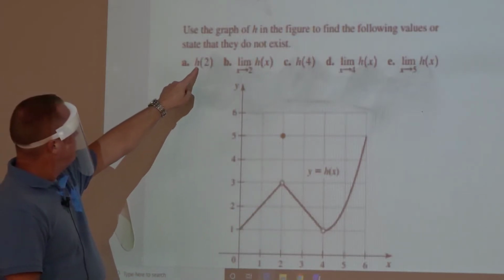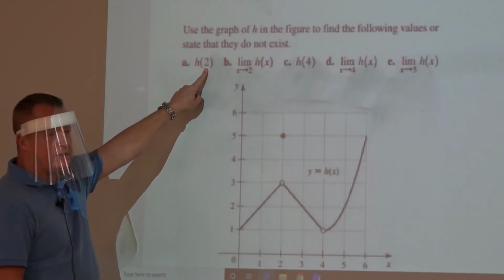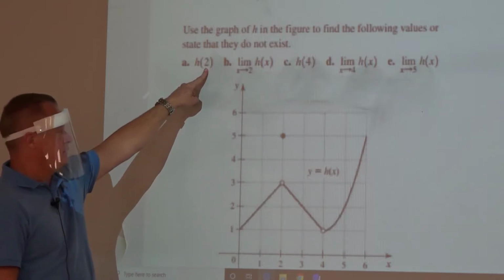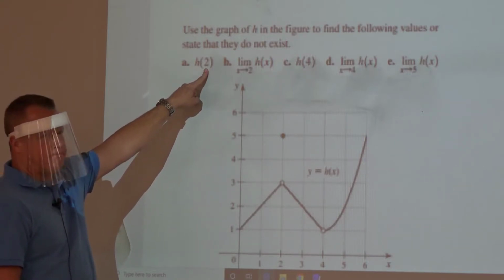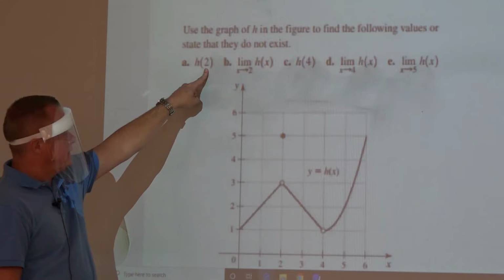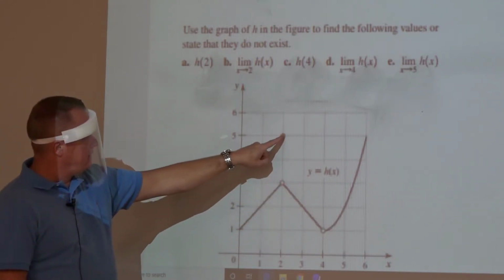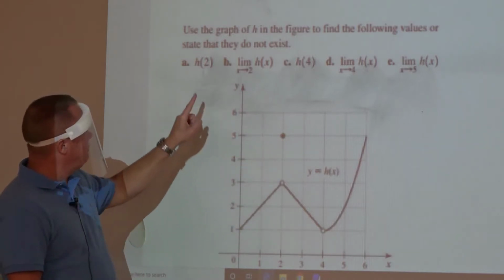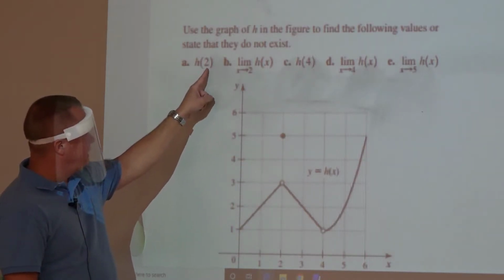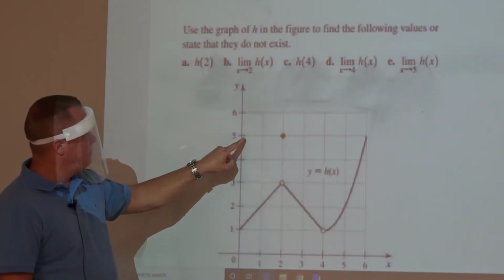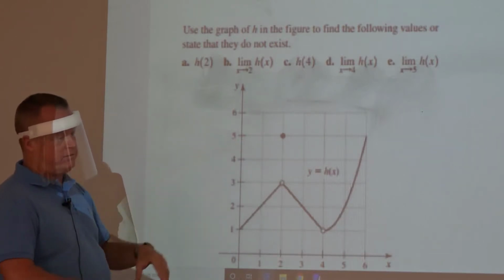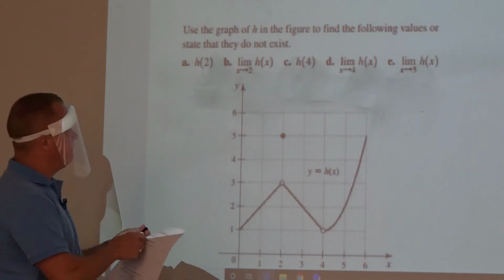So first, what is h at 2? There's a hole there, but they've got that point right there. So if I want to say what is the function value when x is 2, that is actually going to be 5. So this one is 5.